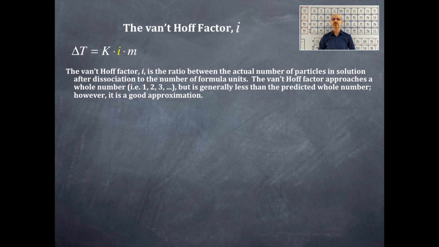Okay, the van 't Hoff factor approaches a whole number, like 1, 2, 3, 4, etc., but it is generally less than the predicted whole number value. However, the whole number is a great prediction, an approximation for mathematical calculations. If you wanted an actual value, you would have to look in the Handbook of Chemistry and Physics and find the van 't Hoff factor that is in there for that particular formula unit.